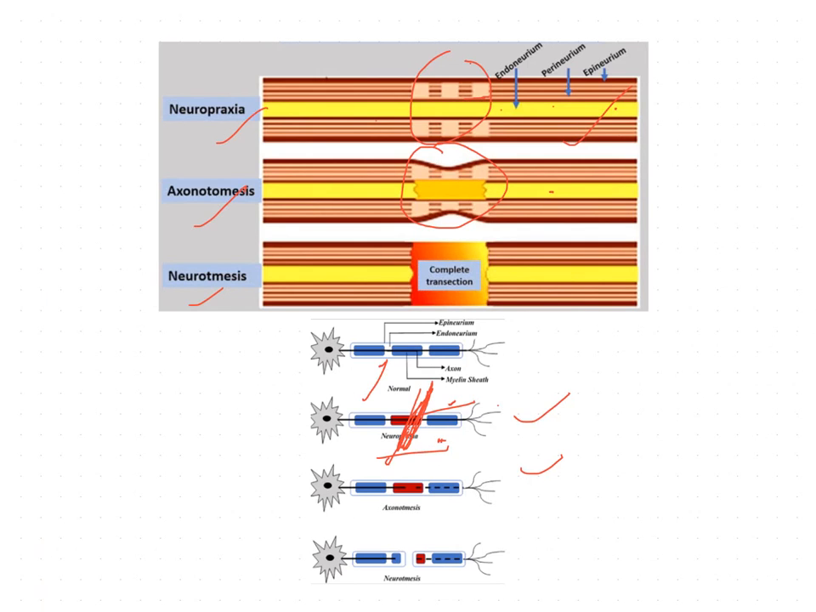So in axonotmesis, degeneration of the axon takes place. The sheath of the nerve remains intact. That means only the axon is going to degenerate. Here you can observe at the middle the dotted lines, which are called degeneration of the axon. But the nerve sheath is intact. That means the myelin sheath is intact in axonotmesis. Only degeneration of the axons is going to take place.